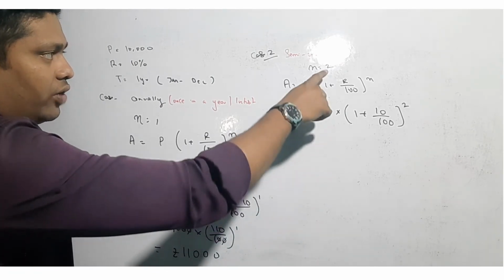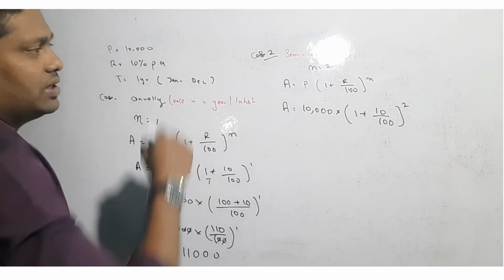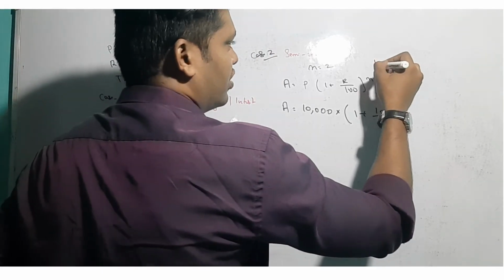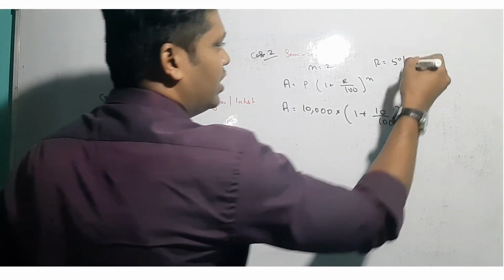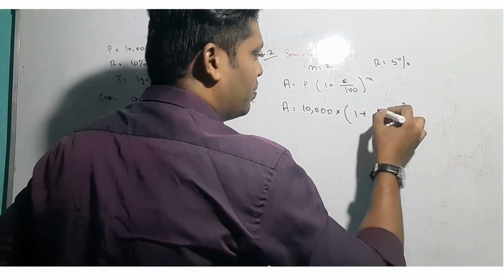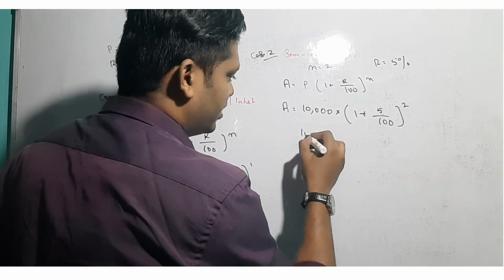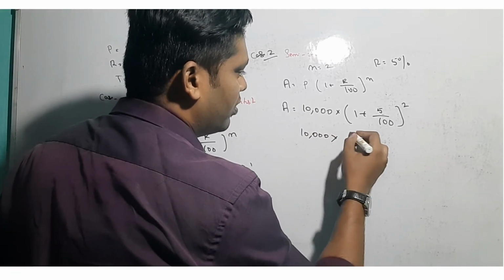No. Rate of interest is 10% per annum. For 6 months, the rate will be half. So rate is equal to 5%. I told you, semi-annually. Okay, it will be 5%. Clear? Okay. Next one. 10,000 into it will be how much?